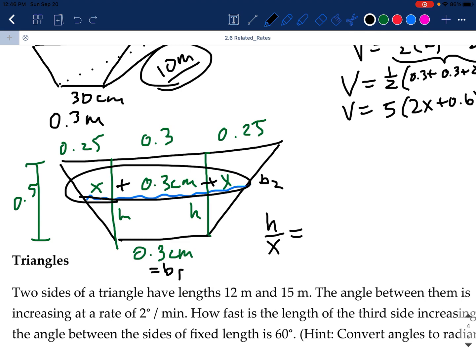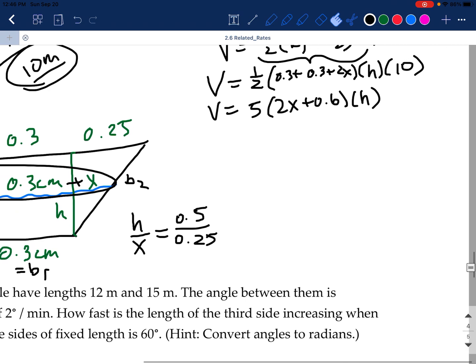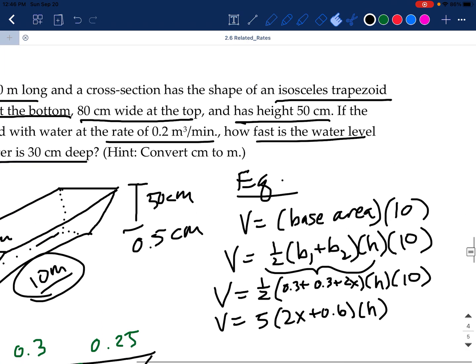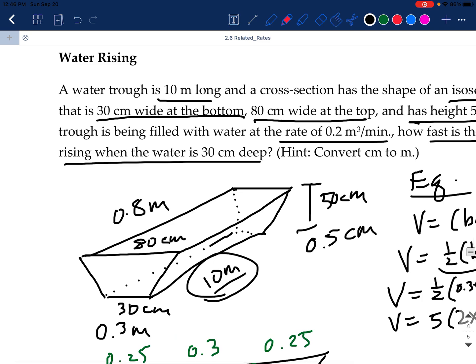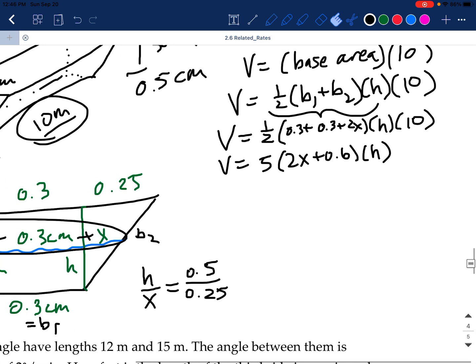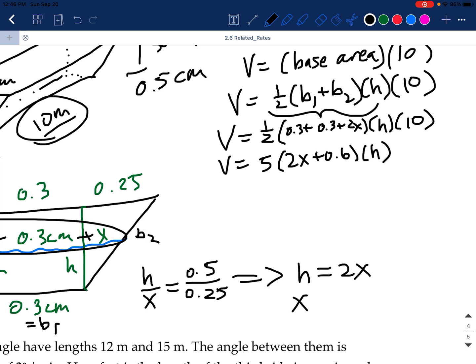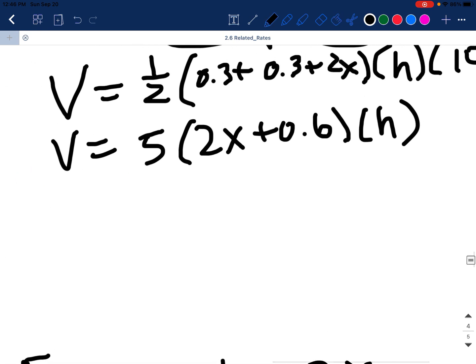So we'll note at the very top, x is going to be 0.25, and then the height itself will be 0.5. So it's going to be 0.5 over 0.25. And if I look at my equations here, I want to figure out how fast the water level is rising, which means I want this in terms of h only, which means I need to substitute out x. So I'm actually going to solve for x here. So we know that h equals 2x or x equals 1/2 h. And then we're going to substitute that in.